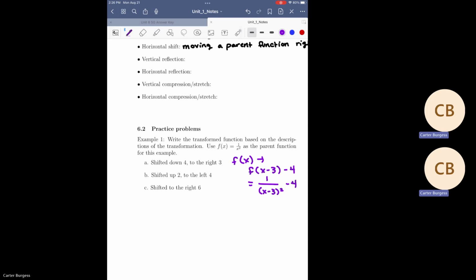That's just if our parent function is this. So like this would be correct for any function that is shifted in this way. But I gave you a specific function, and this specific function is the 1 over x squared. So think of that like first line.